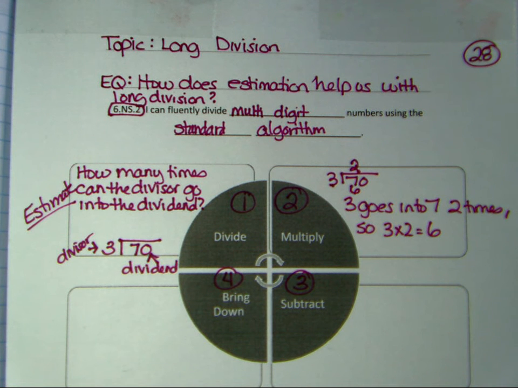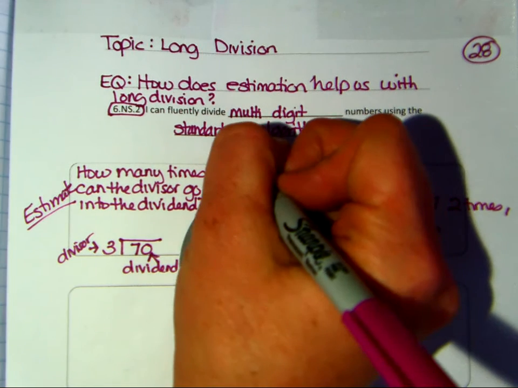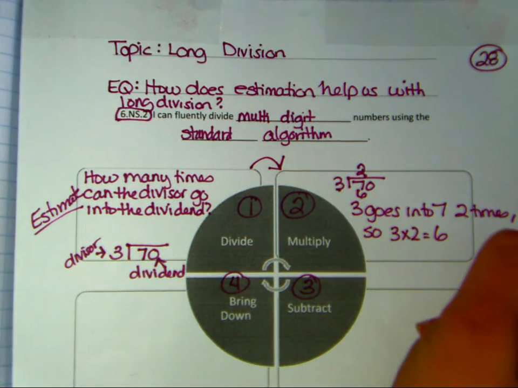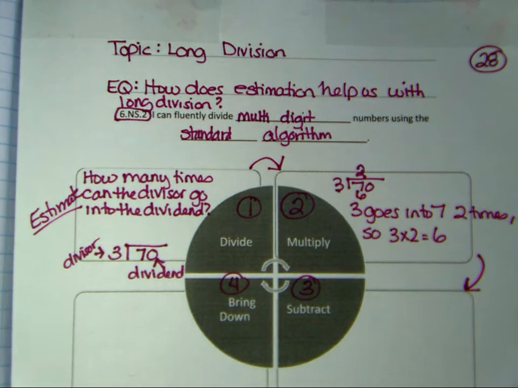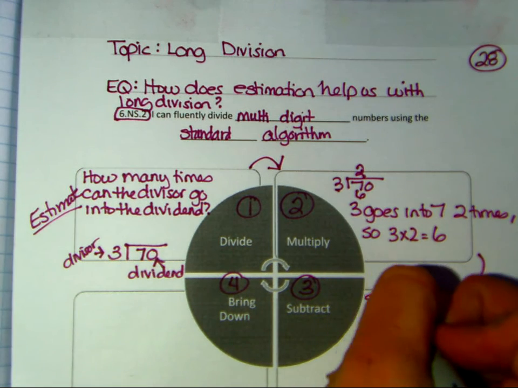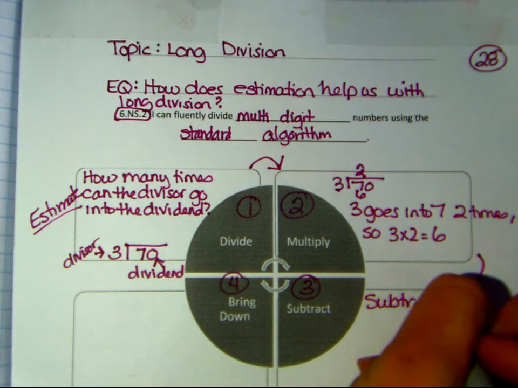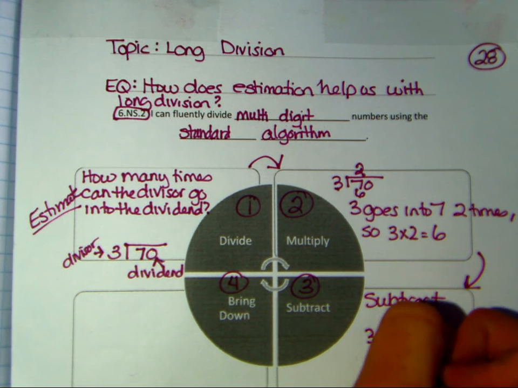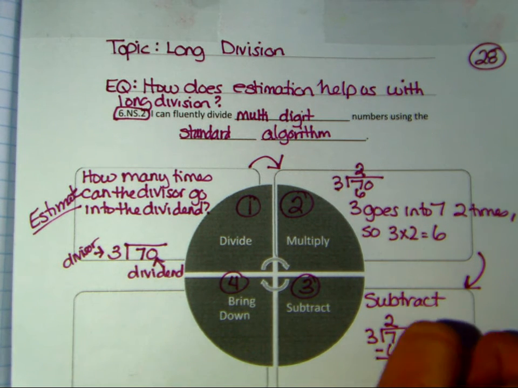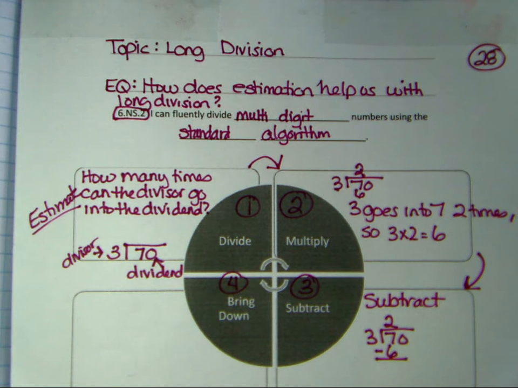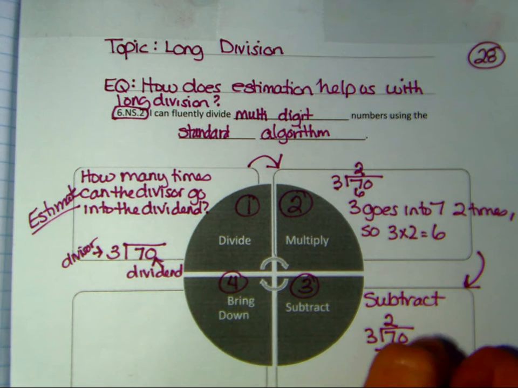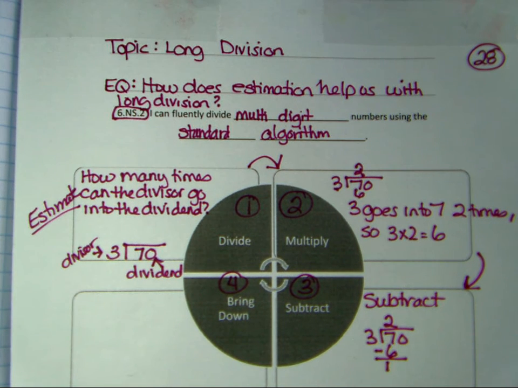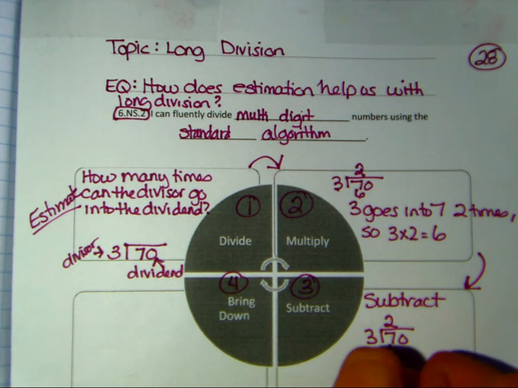Now the next step is to subtract. So we've gone from here to here. Now we're going this way. So now we're going to subtract. We had 3 goes into 7 2 times, which was 6. Now we're going to subtract. 7 minus 6 is what, class? 1. Good. So that's it. 7 minus 6 is 1.